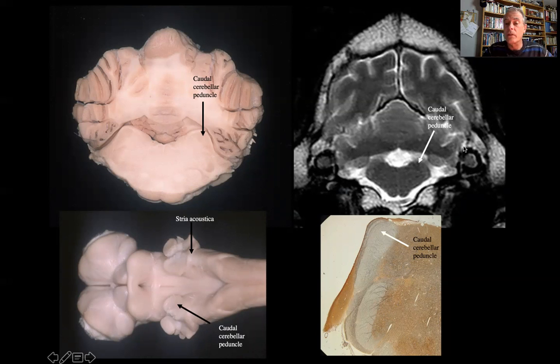So on a transverse MRI, this area here should correspond to the caudal cerebellar peduncle. And more ventrally, we should have the spinal tract of the trigeminal nerve with the nucleus of the spinal tract of the trigeminal nerve. And this area in the middle is the raphe. A lot of neurons are located in the raphe, such as serotoninergic neurons, and the pyramids.